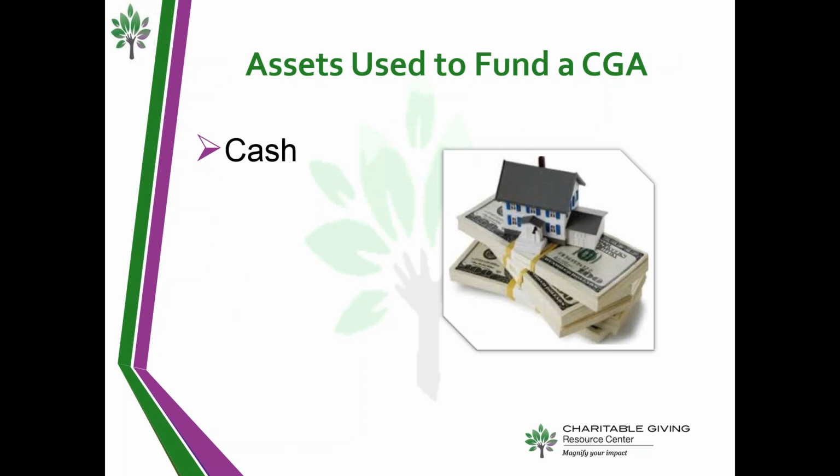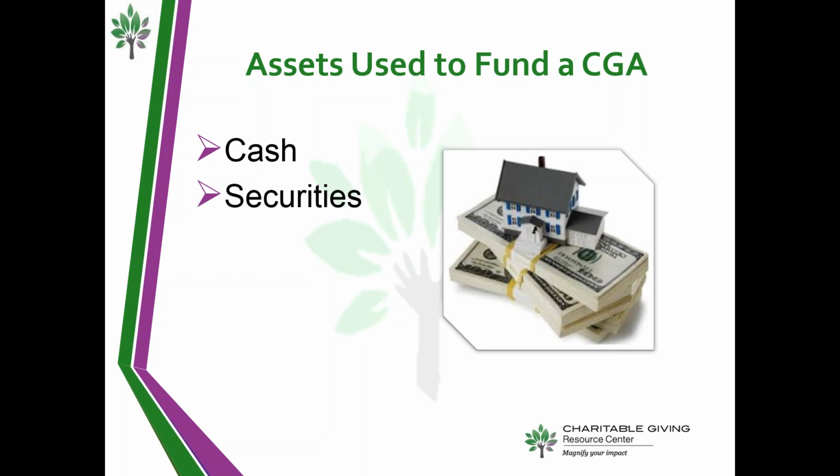Okay, so what kind of assets are we going to use to fund a CGA? Well, a very common asset happens to be cash, because as I said, many older adults are sitting on large cash deposits. They don't trust the investment market and so on, so they're sitting on fixed income devices such as savings accounts, money market accounts, maybe a certificate of deposit. Therefore, they can take those funds and use that cash to fund a charitable gift annuity.